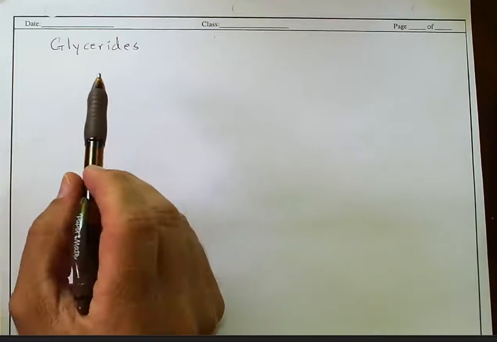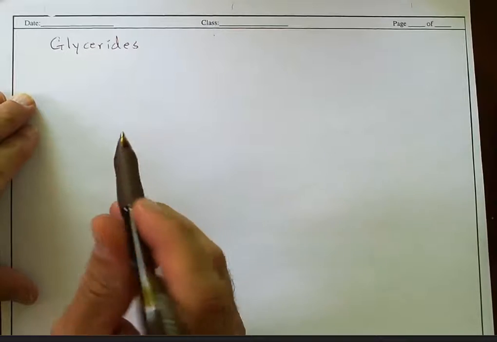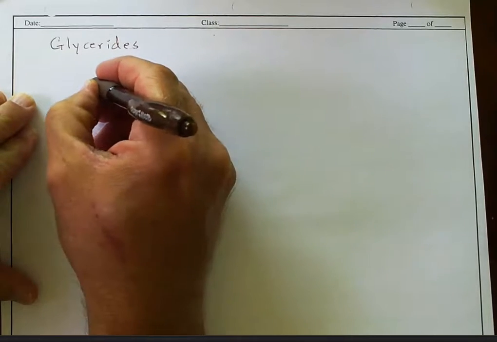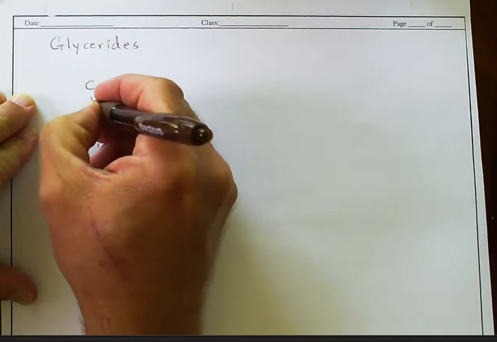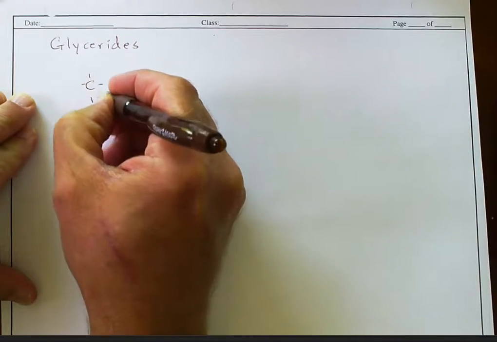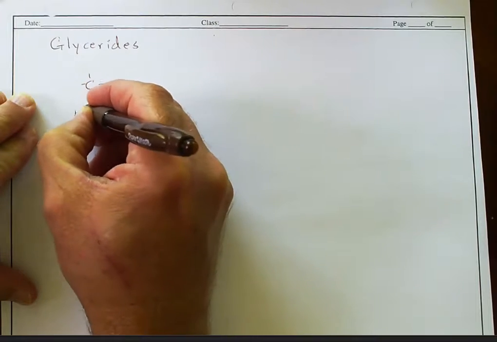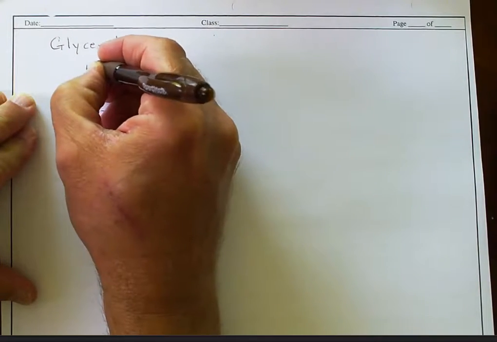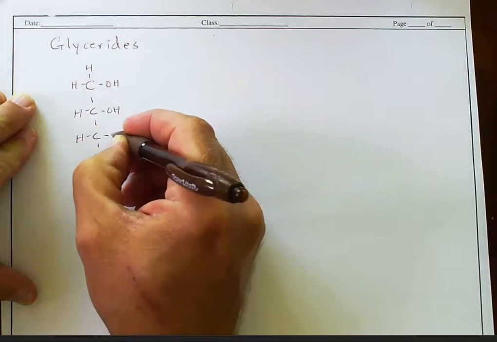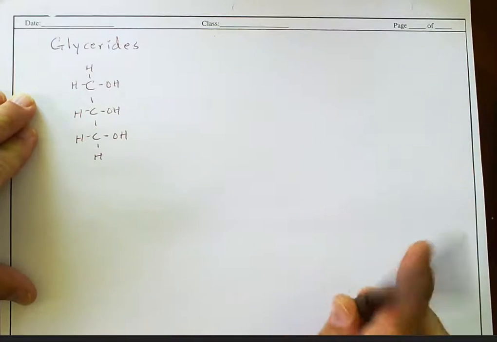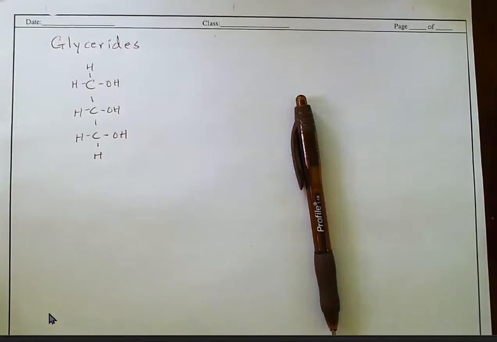So let's take a look at glycerides. Glycerides always involve a molecule known as glycerol. Glycerol has several names. Sometimes it's referred to as glycerin, which to me is a terrible misnomer that implies something completely different about it than is reality. But here's glycerol.